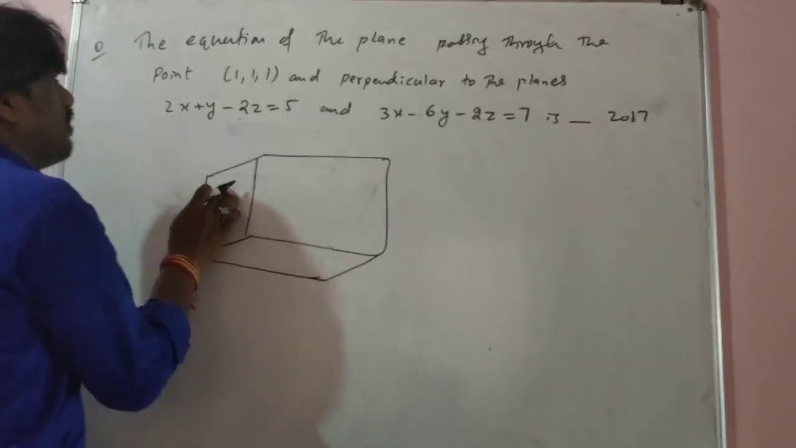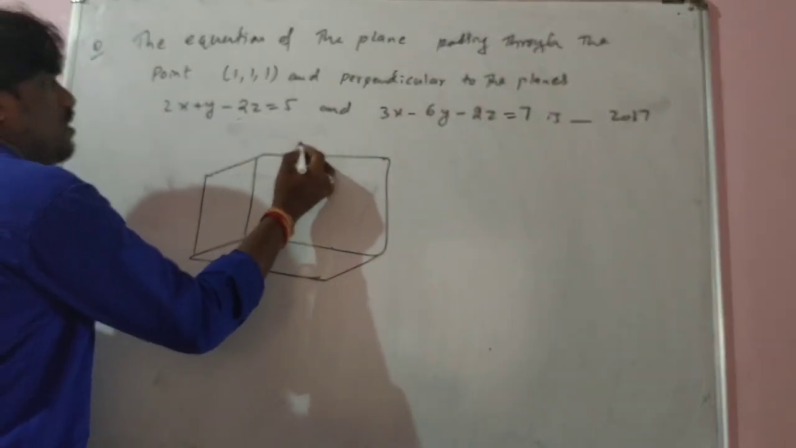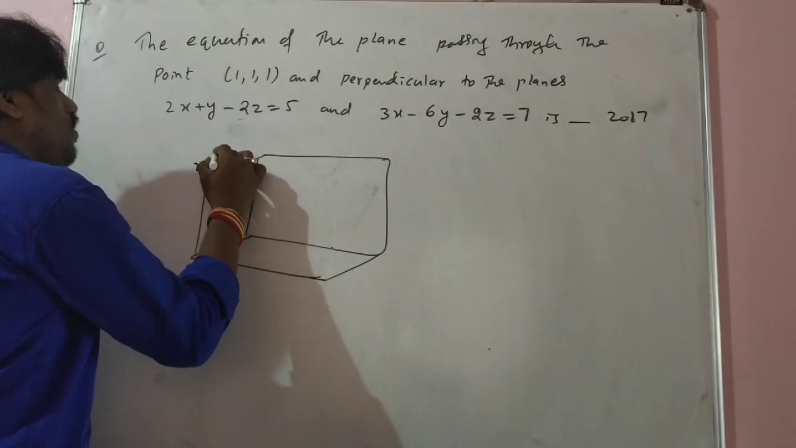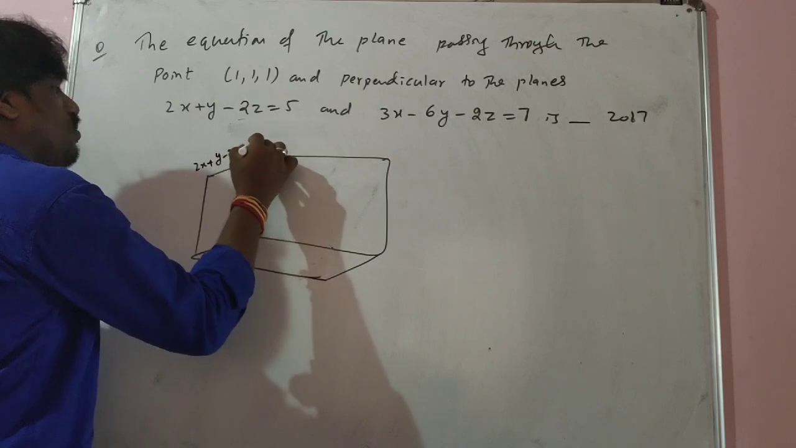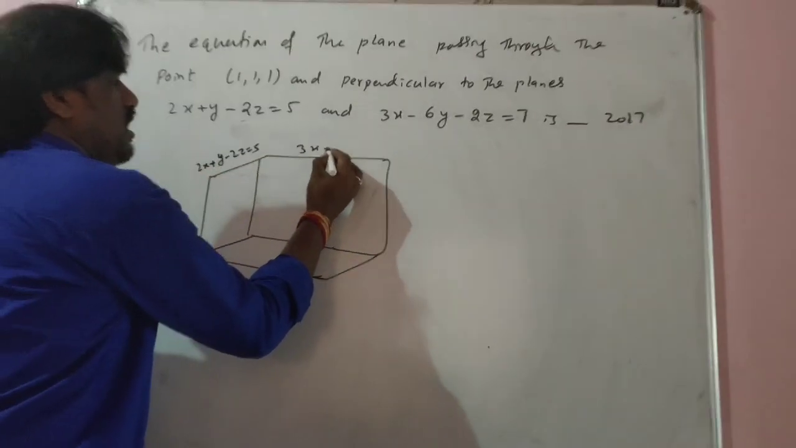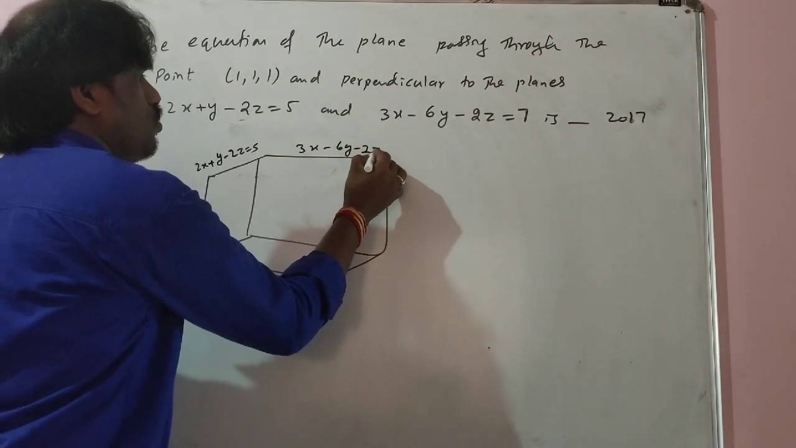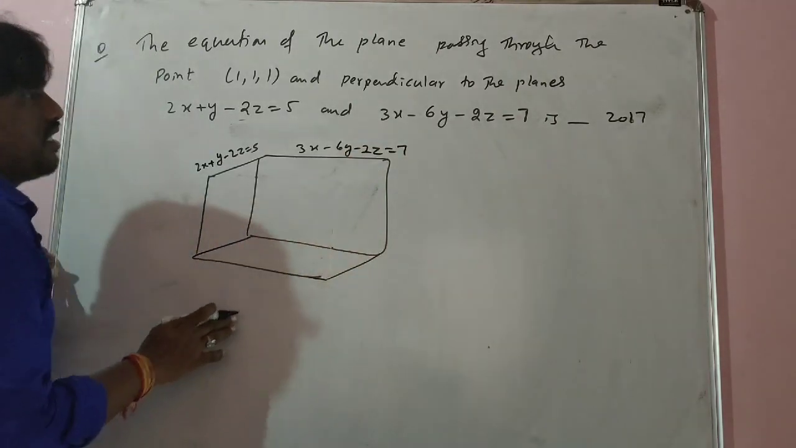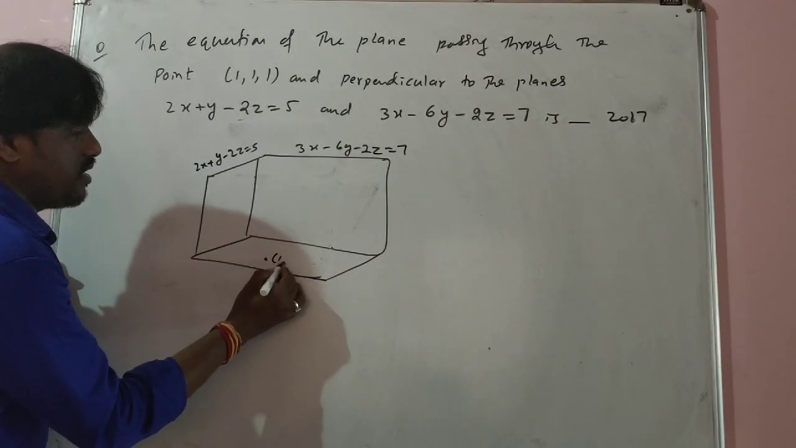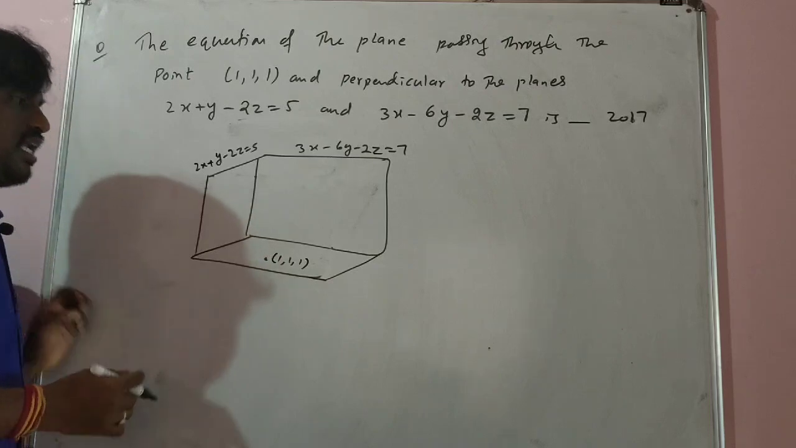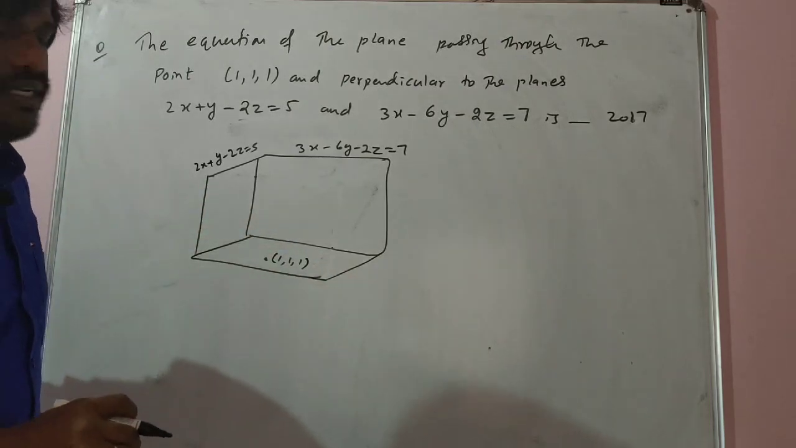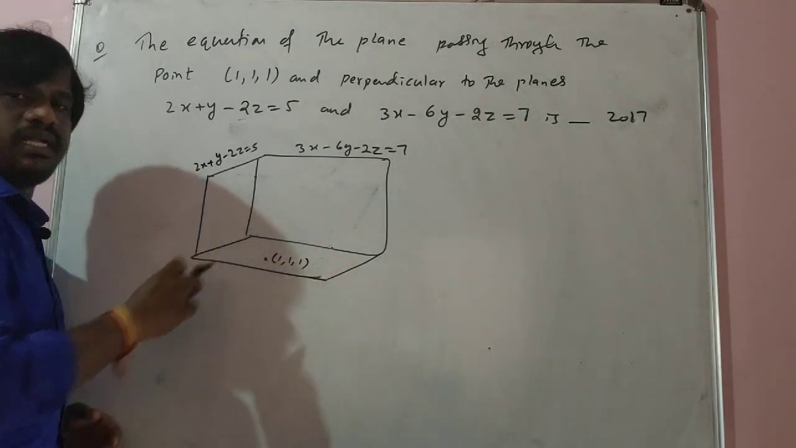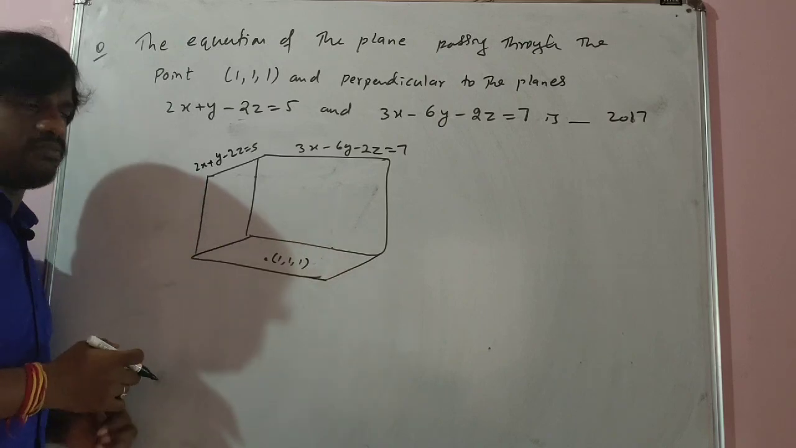Okay, so these are the planes you have. This is one plane, 2x + y - 2z = 5. And this is the plane 3x - 6y - 2z = 7. And you have a point on the plane, (1, 1, 1). You need to find the equation of this down plane.